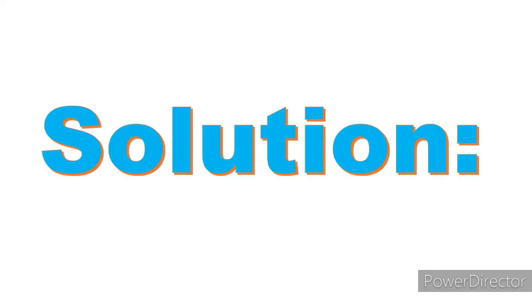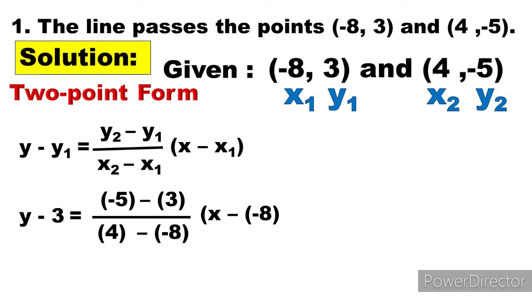And then, ito na yung mga sagot natin. Okay? So now, let's solve number 1. The line passes the points negative 8, positive 3, and positive 4, negative 5. So, ang first step na gagawin natin is aalamin natin kung ano yung given doon. Okay? So, since ang given natin is negative 8, 3, 4, and negative 5, so, ibig sabihin, given ang 2 points. Okay? So, gagamit tayo ng 2-point form.